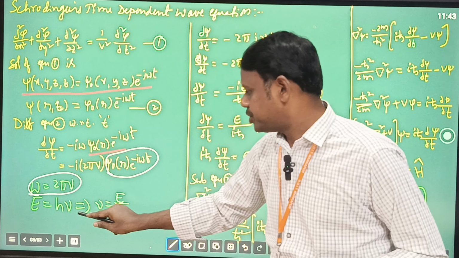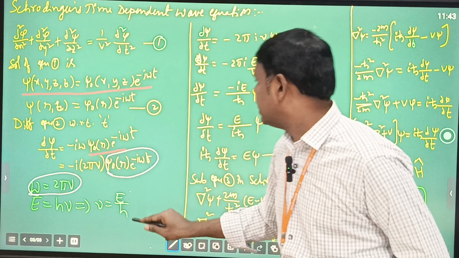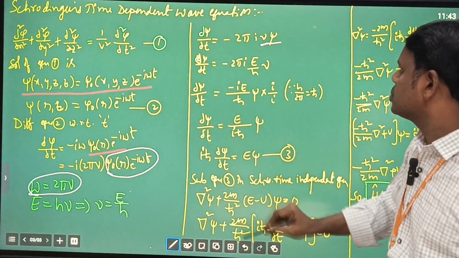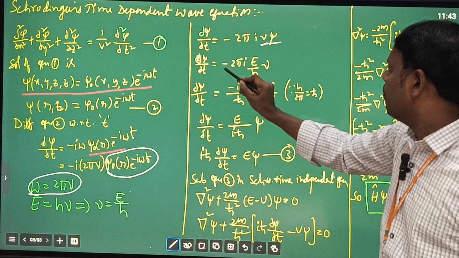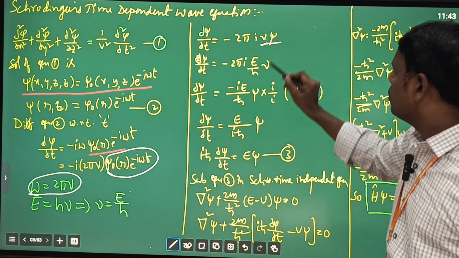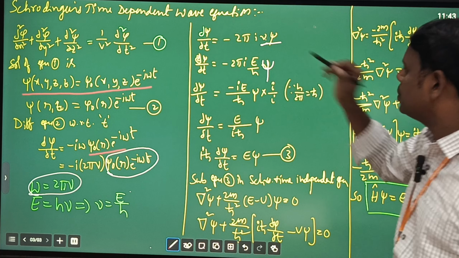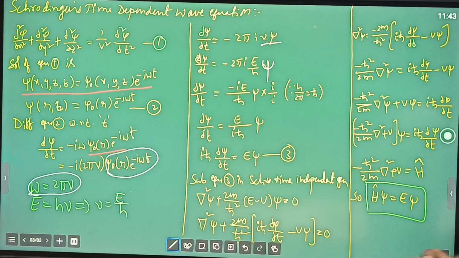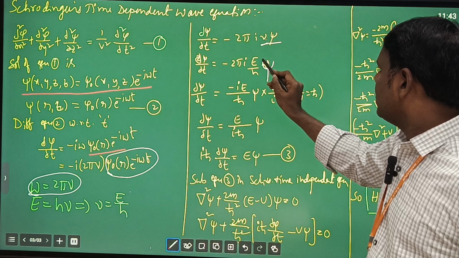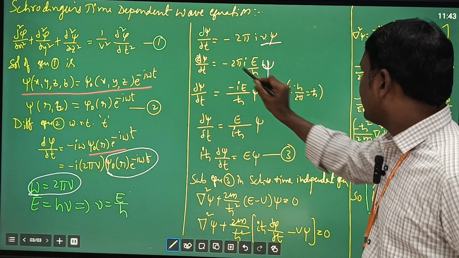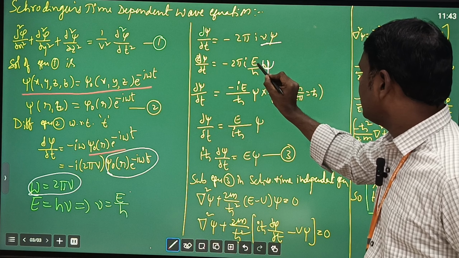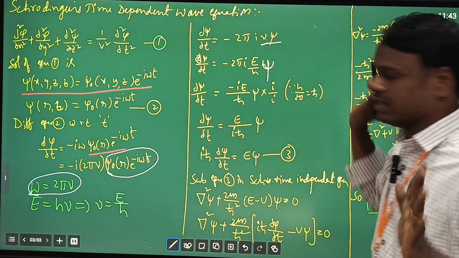And also we know from Planck's, E is equals to h nu. From this nu is equal to E by h. So we can write E by h in place of nu. So dou psi by dou t is equal to minus 2 pi I into E by h into psi. So dou psi by dou t is equals to minus I by, see here h by 2 pi is equal to h cut. So minus I E by h cut into psi.